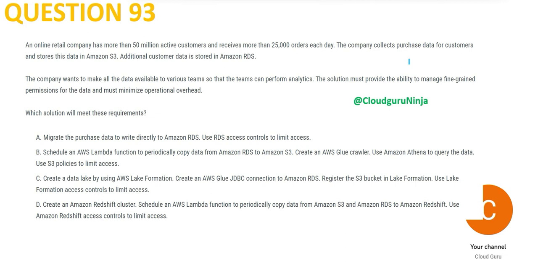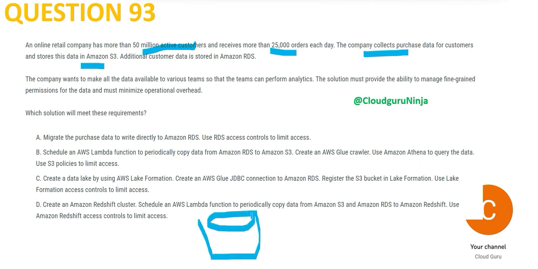Let's move and understand this question. There is an online retail company, like what? Like Flipkart, like Amazon. What are they doing? They have 50 million active customers and they receive 25,000 orders every day. So pretty lucrative. And the company collects purchase data for customers and stores it in S3. Okay, so they have an S3 bucket. They just keep the purchase information there. Additional customer data is stored in RDS. So they also store some customer database, and in RDS they store it.